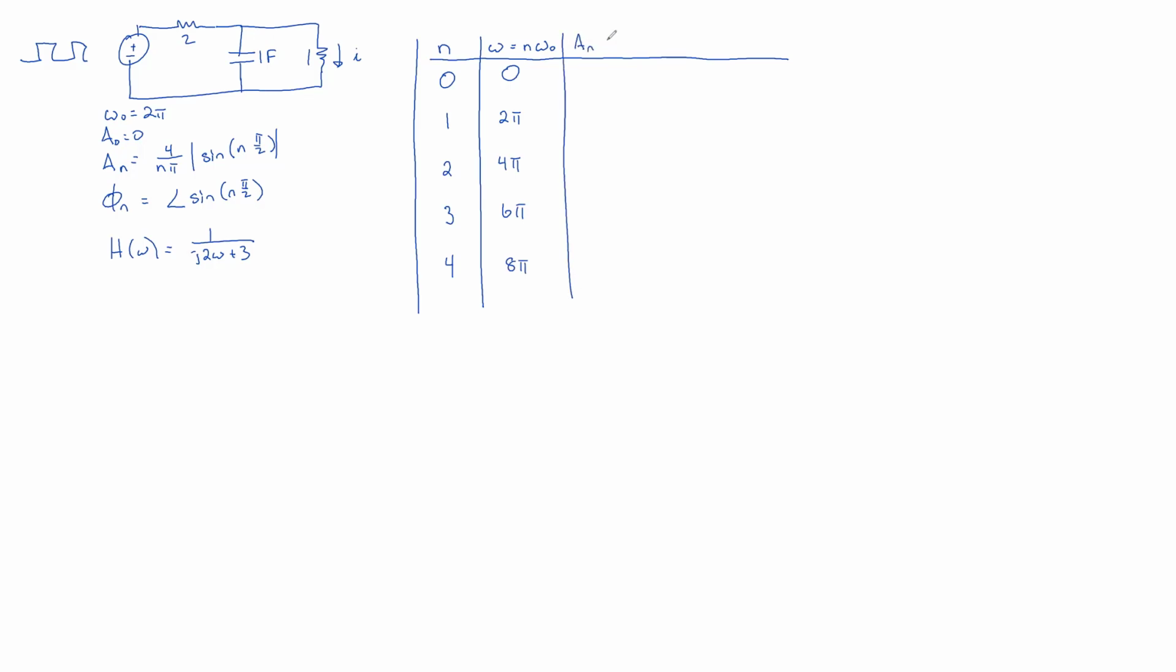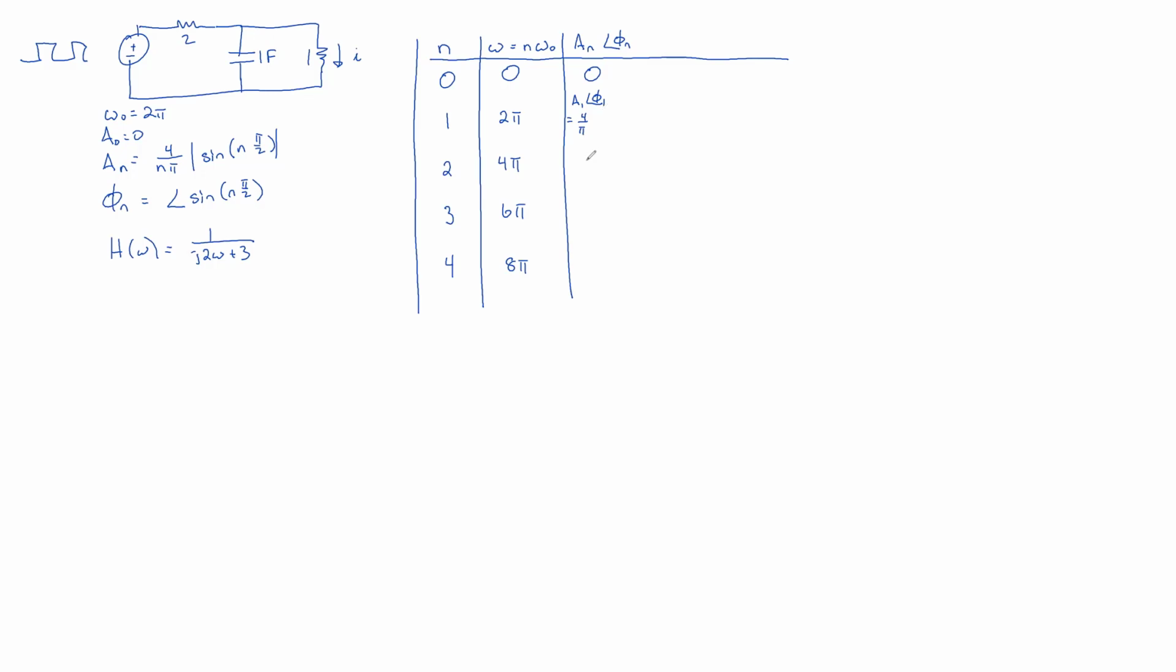And then we're going to create our input phasor. So our input phasor, this is our capital A sub naught, which we figured out was 0. And this is just our A sub 1 at an angle of phi sub 1. And when you plug in 1 for each part, you come up with 4 over pi at an angle of 0. It's a real number.